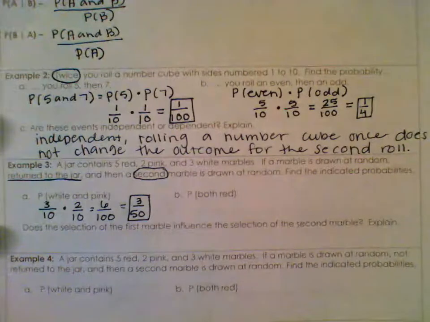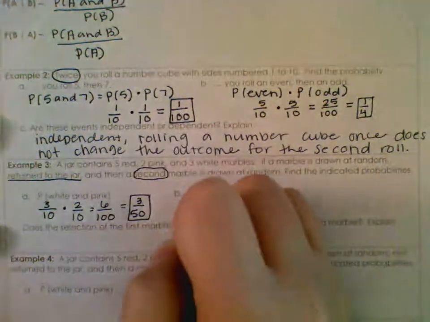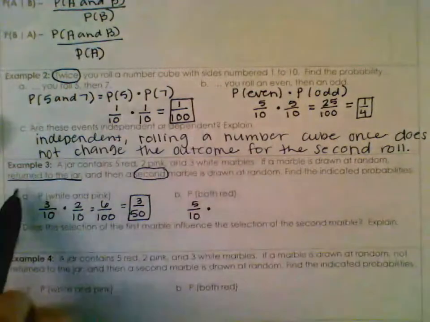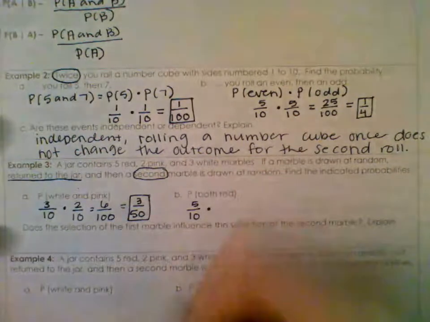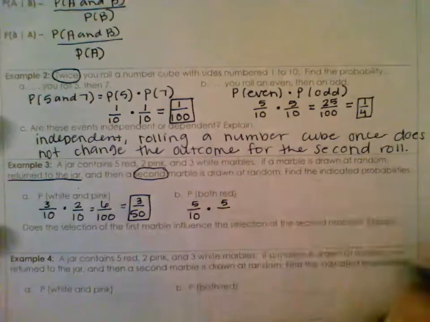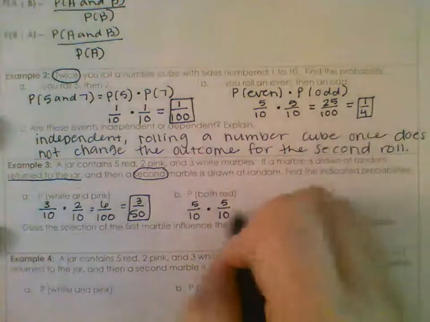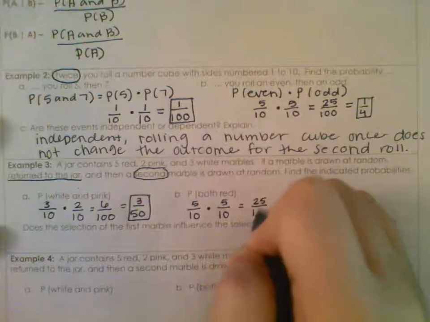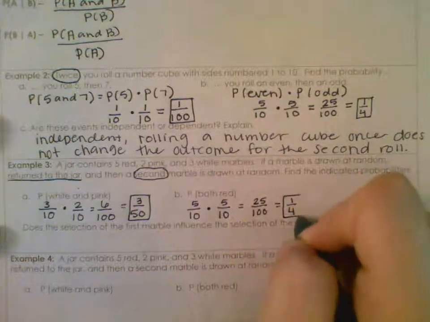Okay, what about both of them being red? So probability of red the first time, we have 5 marbles out of 10, times, we are returning that to the jar. We are putting that red marble back. So on the second pull, even though I pulled a red the first time, I still have those 5 red marbles in the jar because I put that first one back. So 5 out of 10 times 5 out of 10 is 25 out of 100, and that reduces to 1/4.